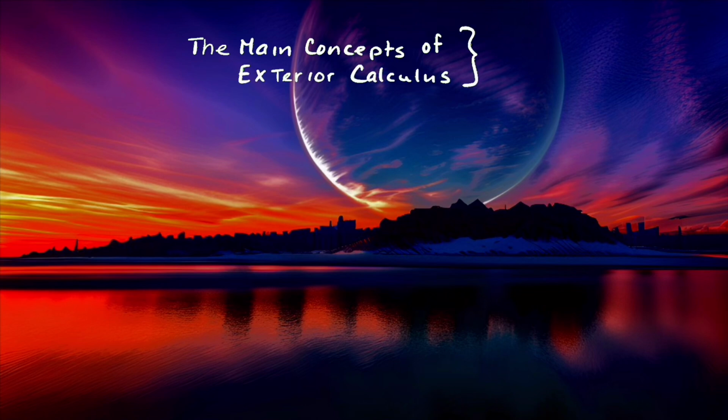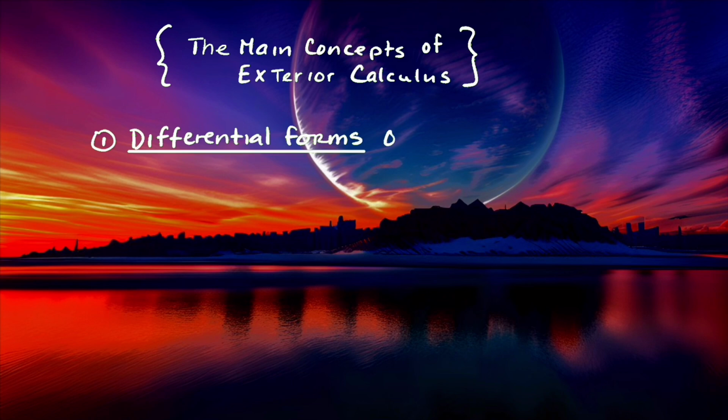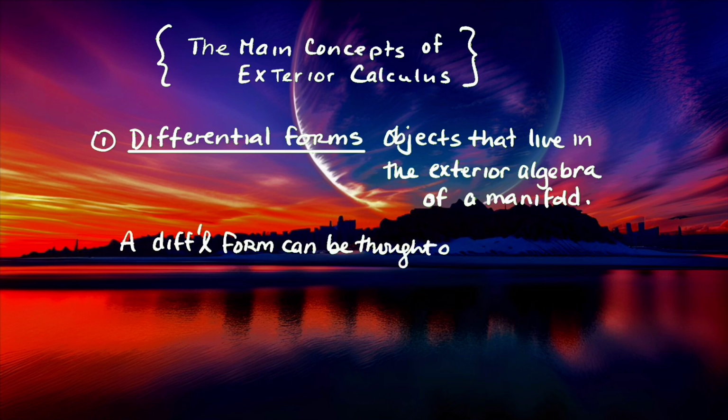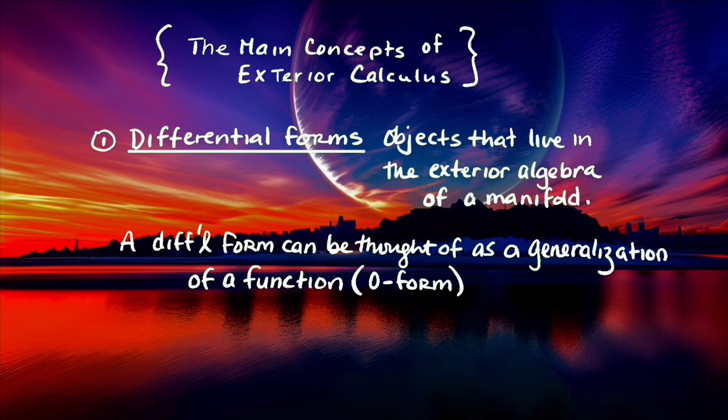The main concepts of exterior calculus. Number 1. Differential forms. Objects that live in the exterior algebra of a manifold. A differential form can be thought of as a generalization of a function, a zero form, a vector, a one form, and so on, etc.